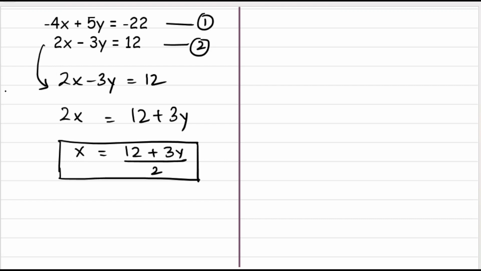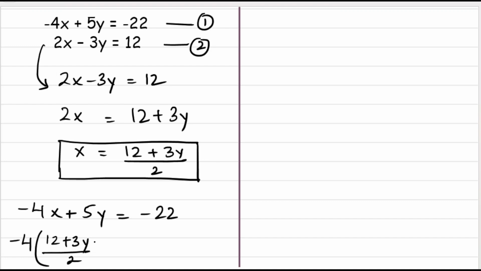Now, what is my next part? I will put this value of x in equation number 1. So, let's do that. It is minus 4x plus 5y equals minus 22. And now x will be (12 plus 3y) divided by 2, and then plus 5y equals minus 22. Just a linear equation in the variable y, and now we will solve for y.